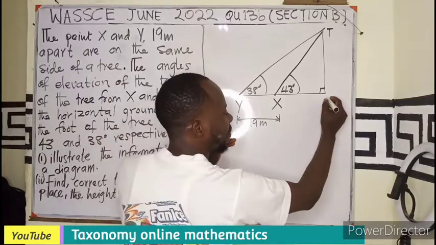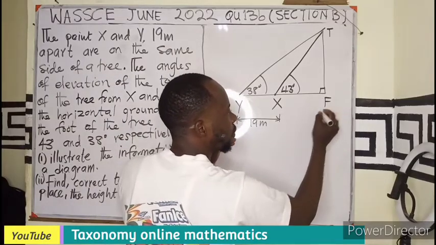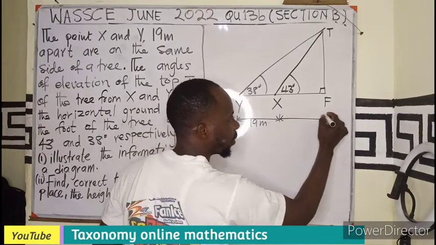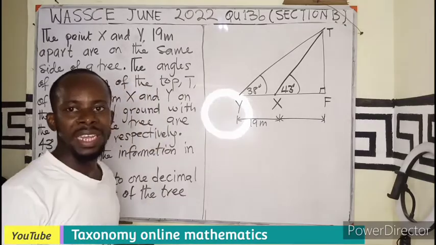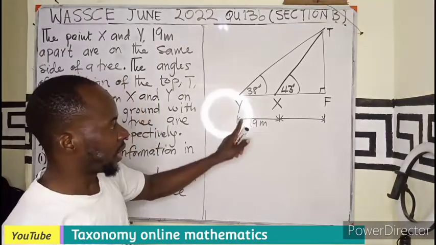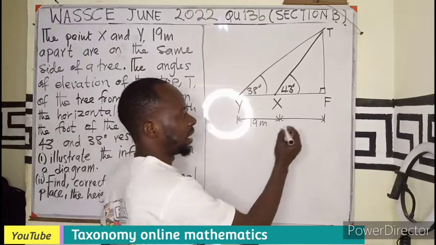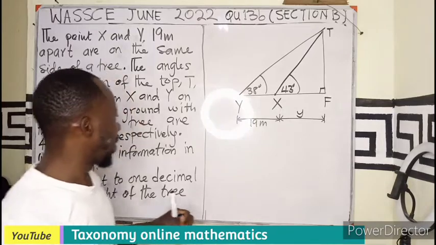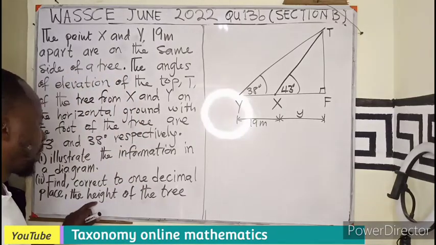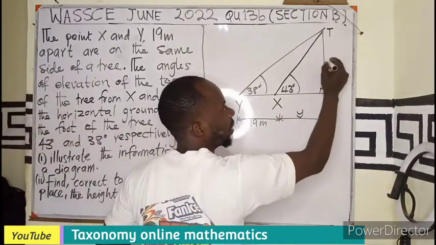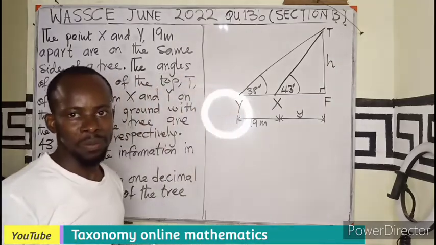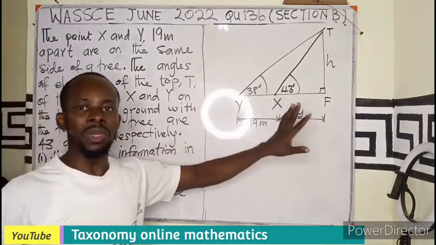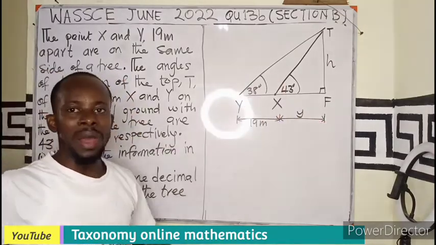So we need to have a point here. Let's say this is the foot, so let me use F. Then the distance from F to Y, we must also find it. Let's represent this as y meters. Then the question is asking for the height. What is the height of the tree? Let me represent this with h. So this is question number 1: represent this information on a diagram. This is how far we can represent that.